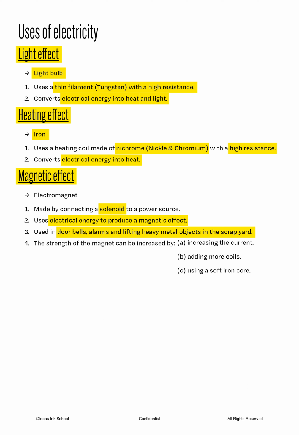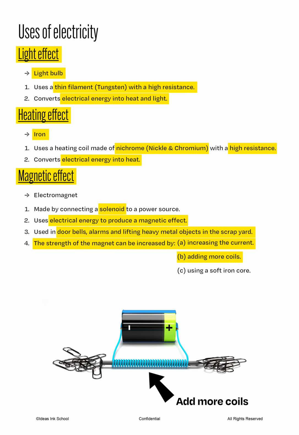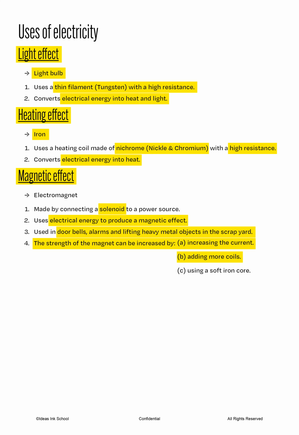In order to increase the strength of the magnet, we can: Number 1. Increase the current by increasing the power supply. Number 2. Increase the number of coils wrapped around the nail. Or number 3. Replacing the nail with a material that is more easily magnetized, like a soft iron core.